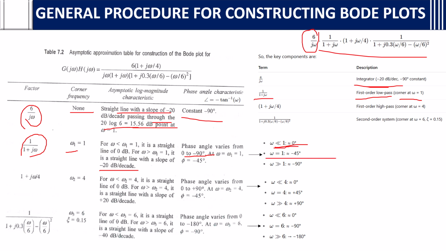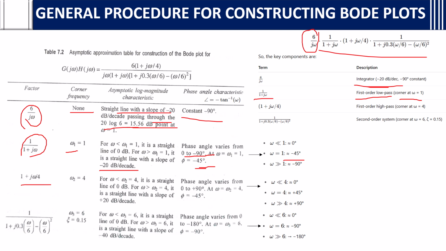Minus 45 you will get. And when omega is greater than 1, then it becomes minus 90. So the angle is varying from 0 to minus 90. And when omega equals omega 1 equals 1, the phi will be what? Minus 45. How is the phase angle found? Minus tan inverse omega. Minus tan inverse 1 if you take, nothing but 45, since tan 45 is 1. So you can write it as 45.